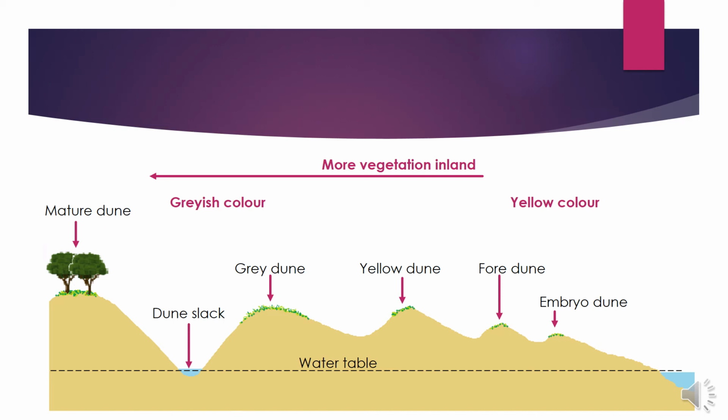A dune slack is a trough formed by the removal of sand from the leeward side of one dune and up the windward side of another. Sometimes they are eroded down to the water table, and as a result a salty pond develops.